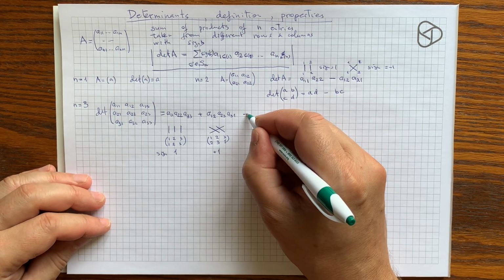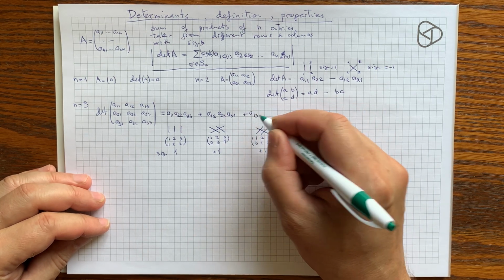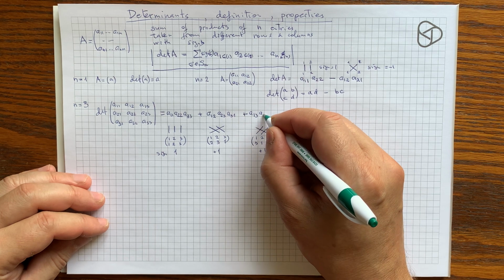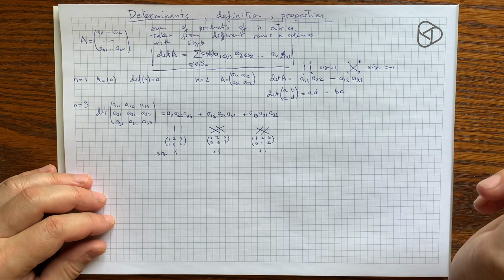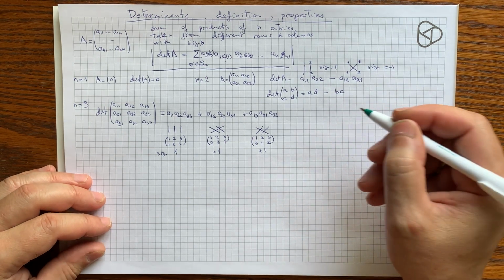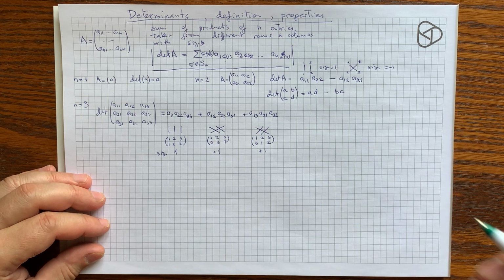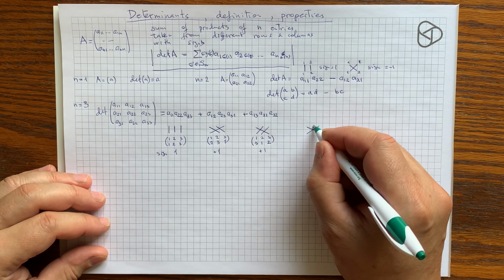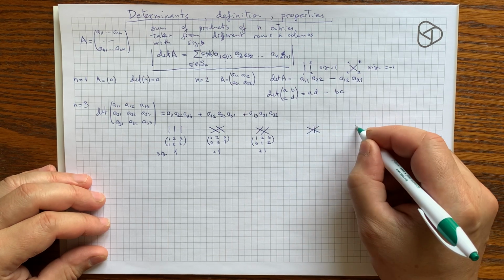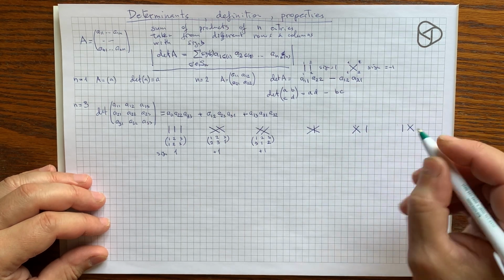The product is A13, A21, A32. Then there will be 3 permutations. The remaining 3 permutations will have sign minus, and they will be this permutation, this permutation, and this permutation.